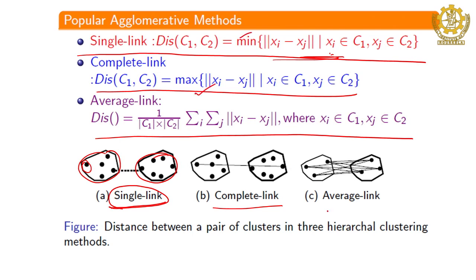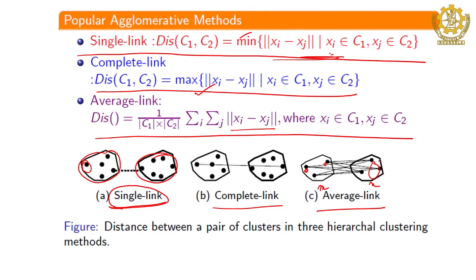And next is the average link. What is average link? You compute all the pairwise distances from this point to all the other points, and you take the average distance. Therefore, if there are m points and n points, you have to compute m times n distances, and you take the average. From one point to all the other points, you sum up and take the average. That will be the average linkage.